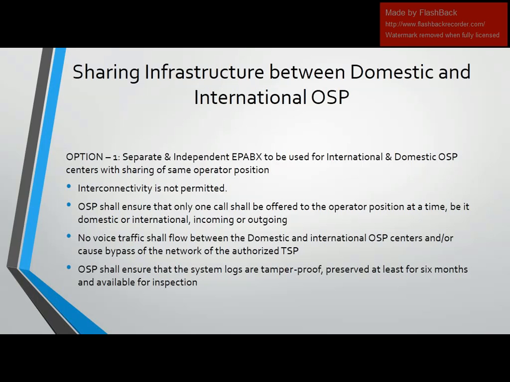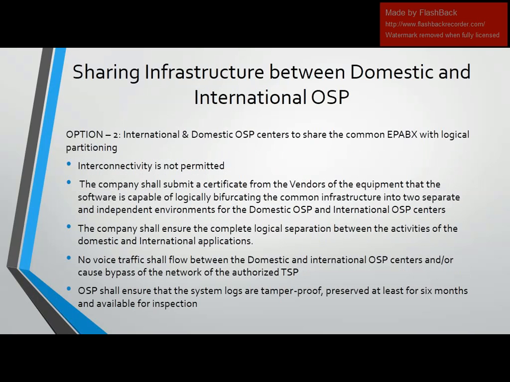OSP shall ensure that the system logs are tamper-proof, preserved at least for 6 months and available for inspection. Now I'll be discussing option 2. International and domestic OSP centers to share the common EPBX with logical partitioning.